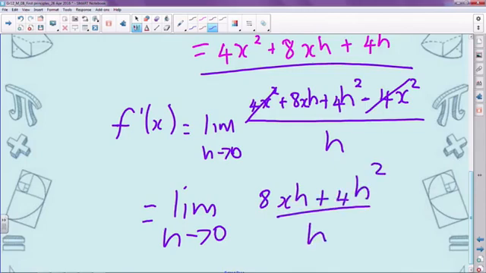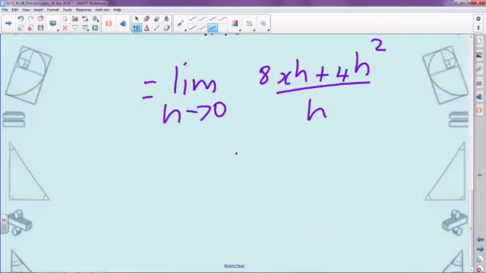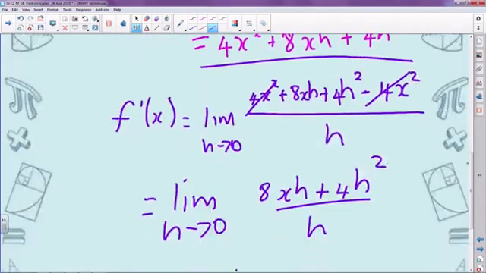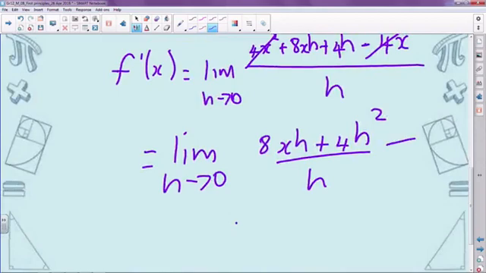And now a little hint here, guys. At this step, after you've simplified and added your like terms, you should only end up with terms that are attached to an h, so terms with h in them. All right?